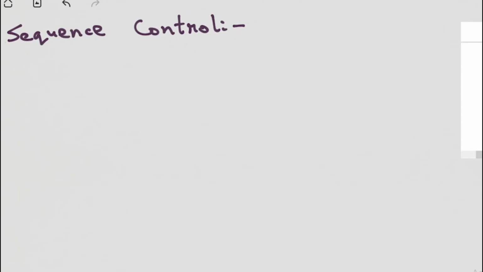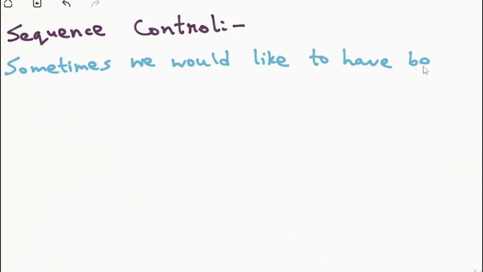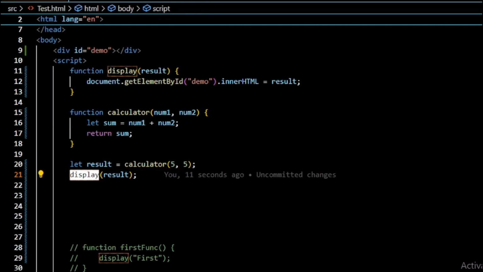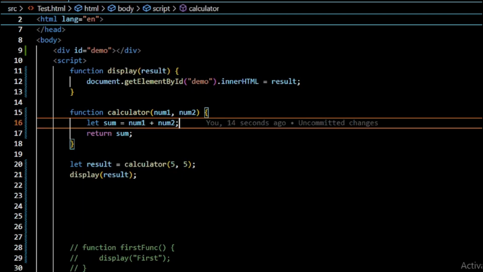So sequence control: sometimes we would like to have better control over when to execute a function. That's what sequence control is all about. Here we have written another function. We can see that this calculator function returned our result. It then sent this result as a parameter to the display function.